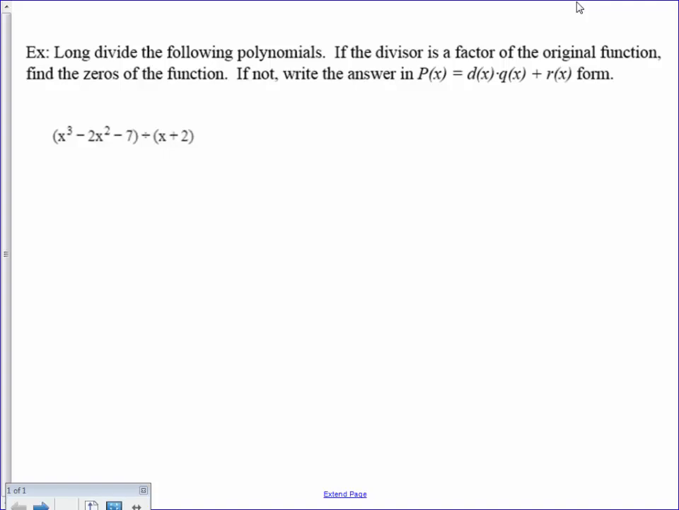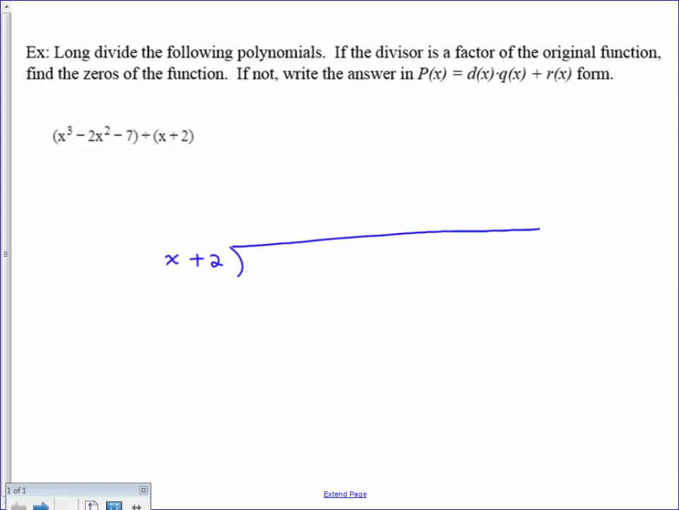In this example, I have been asked to long divide the following functions. If the divisor was a factor of the original, I've also been asked to find the zeros. If not, write the answer in a particular form. So in this example, I can see that my divisor would be x plus 2.